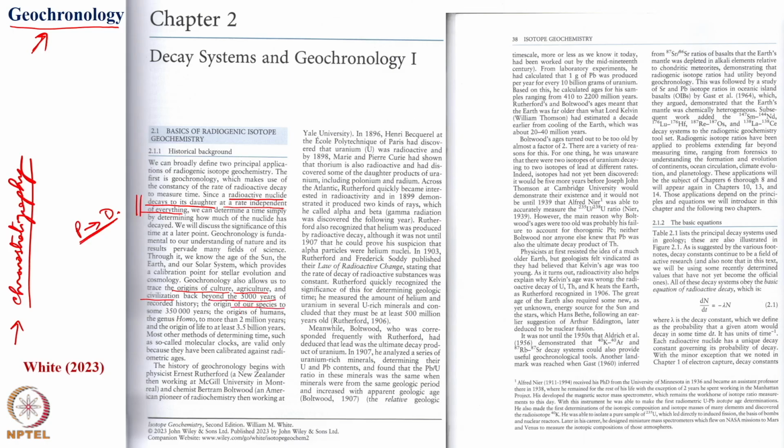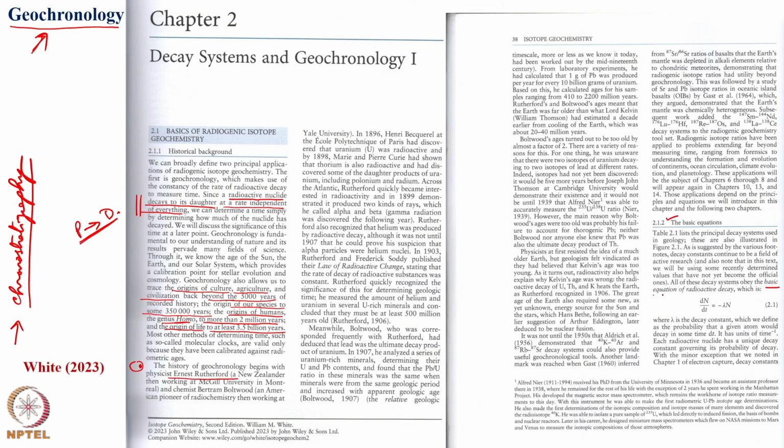The origin of our species dates to some 35 × 10^4 years, the origin of humans, the genus Homo, to more than 2 million years, and the origin of life to at least 3.5 billion years. The history of geochronology mainly starts with Rutherford's study.